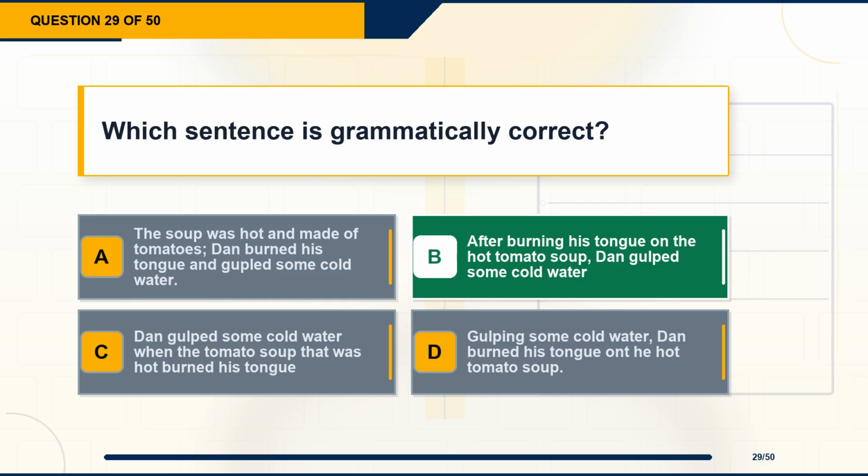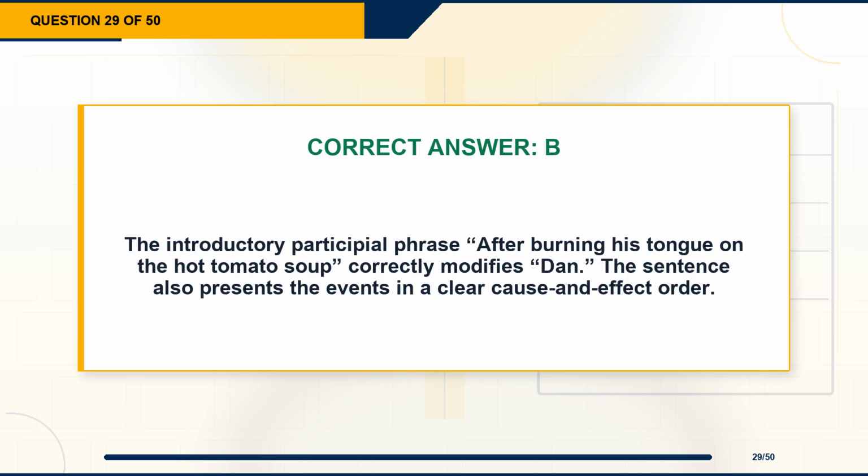The correct answer is option B, after burning his tongue on the hot tomato soup, Dan gulped some cold water. Explanation: the introductory participial phrase after burning his tongue on the hot tomato soup correctly modifies Dan. The sentence also presents the events in a clear cause and effect order.